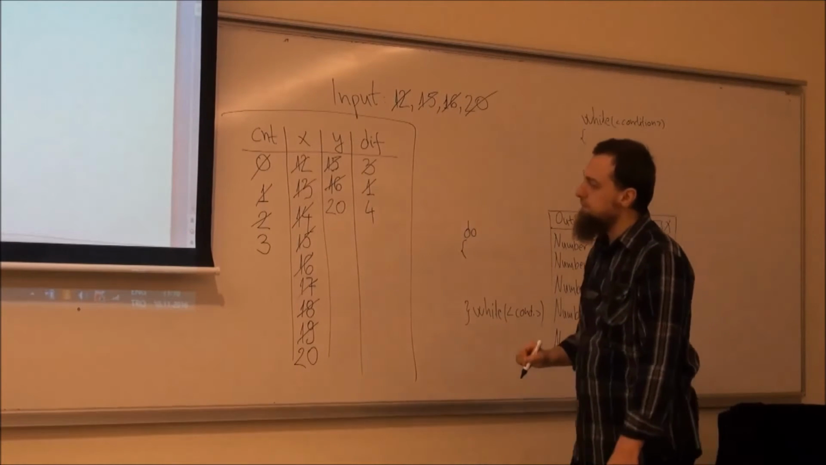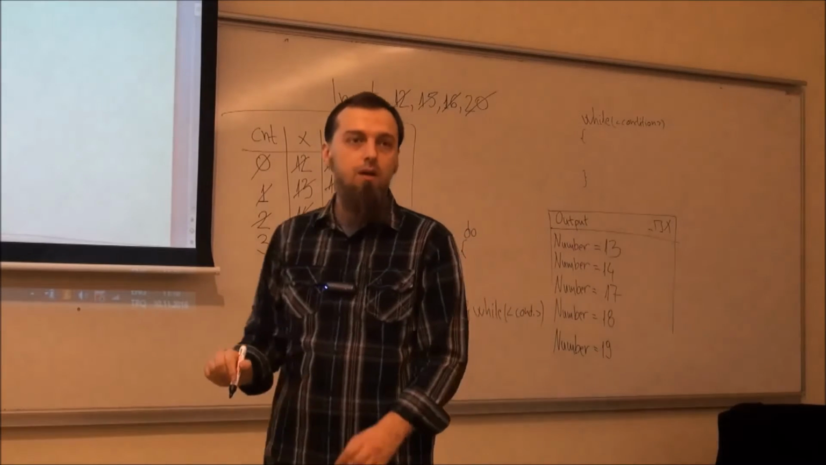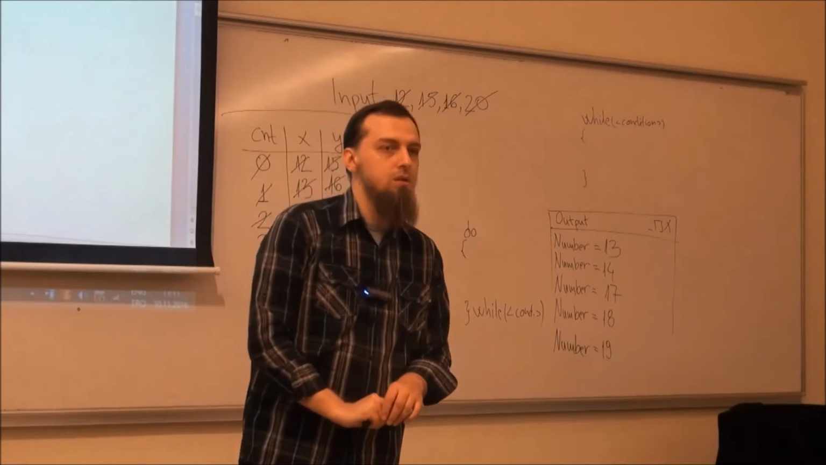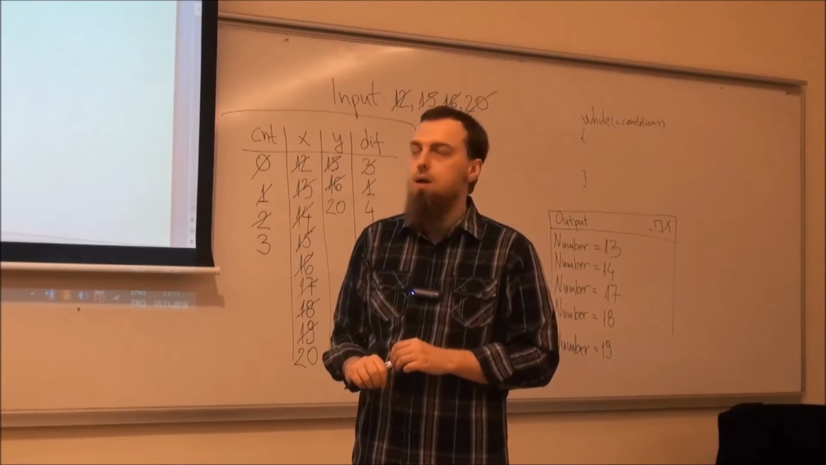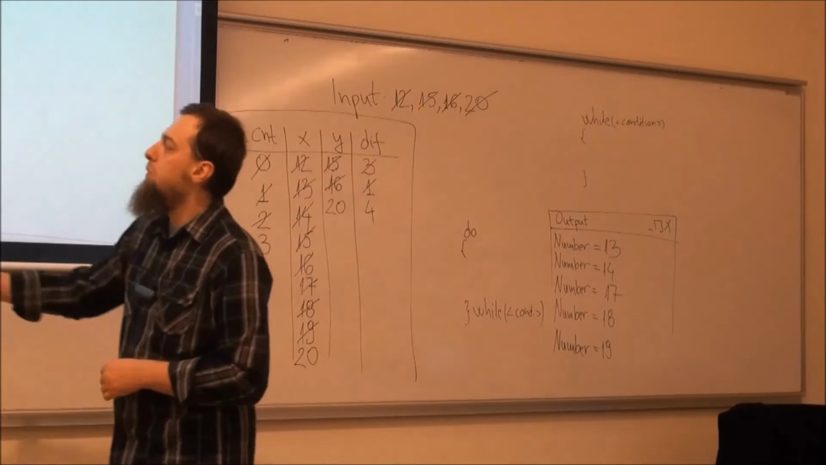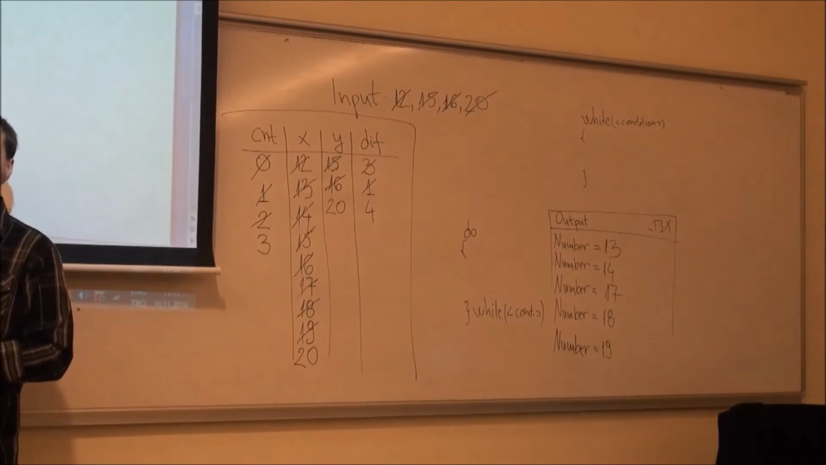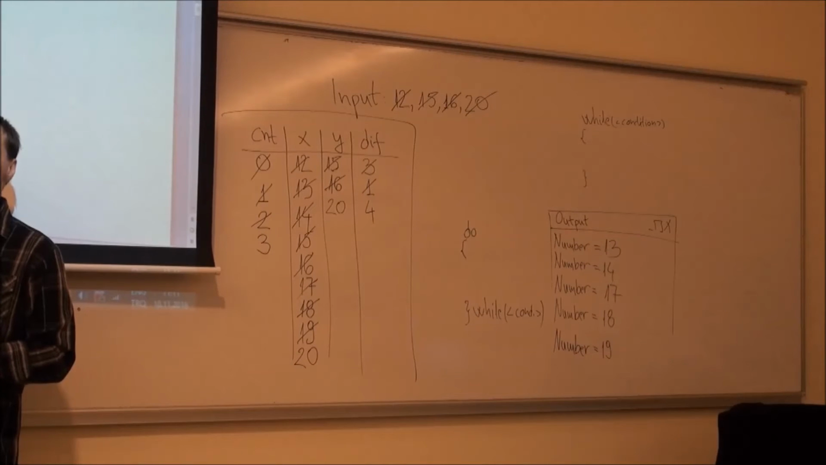Okay? Is this clear? Questions? Yeah? Why doesn't it loop for counter 4 and 5? Why doesn't it loop? Yes, because the condition says the counter is not equal to 3.